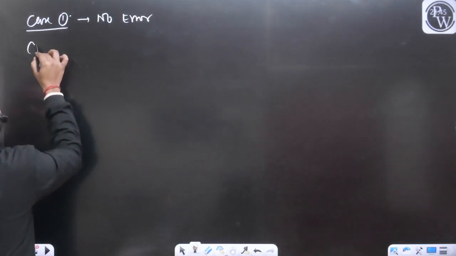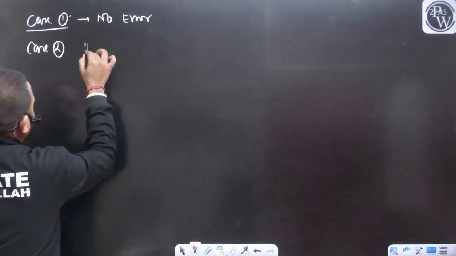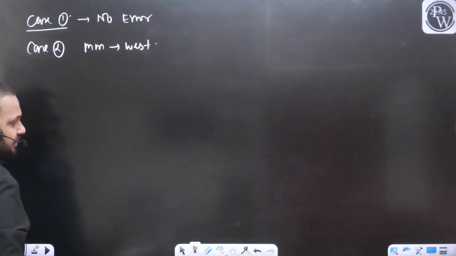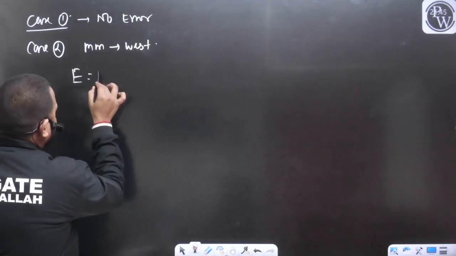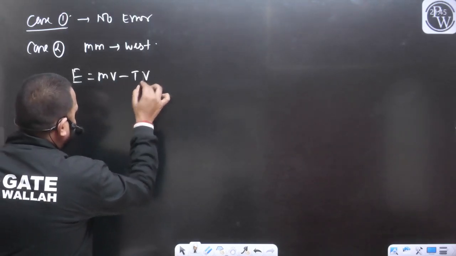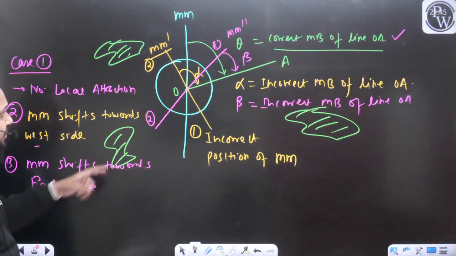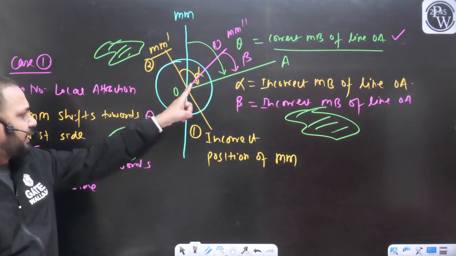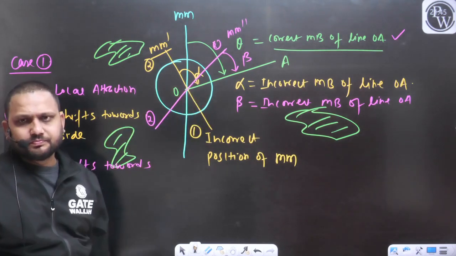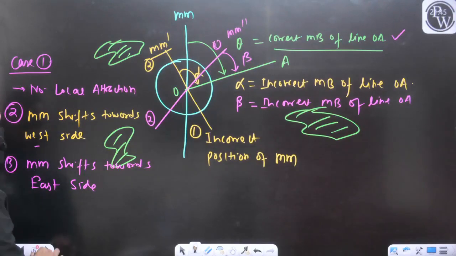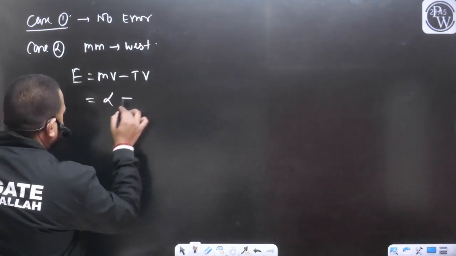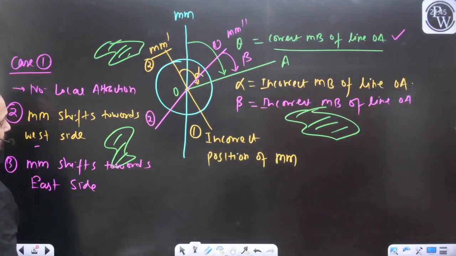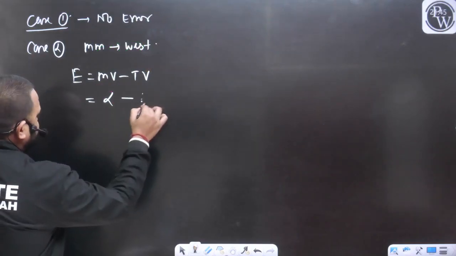Let's say I talk about case 2, when the magnetic meridian shifts towards the west. So how can we define the error? Error will be equal to measured value minus true value. Let's refer to this diagram. Consider this yellow line. What value are you measuring? You are measuring alpha. Your measured value is going to be alpha, and the true value is going to be theta.